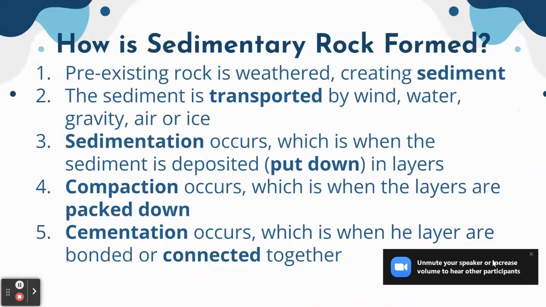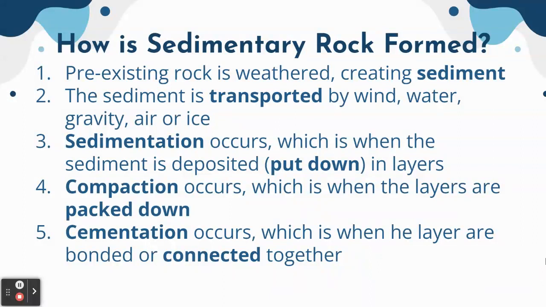And the last part of this section is how is sedimentary rock formed. So pre-existing rock is weathered, creating sediment. So you have the sediment. That sediment is then transported by wind, water, gravity, air, or ice.